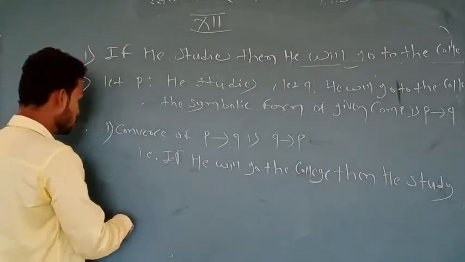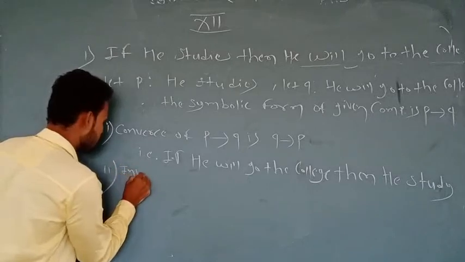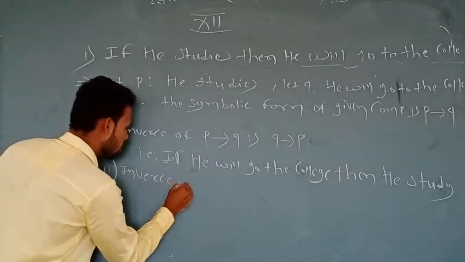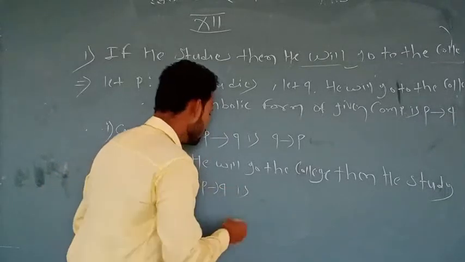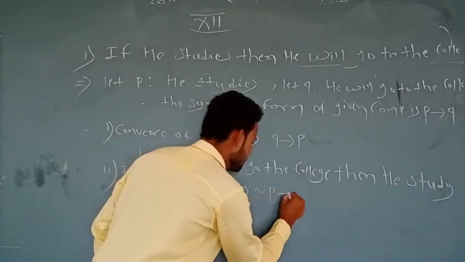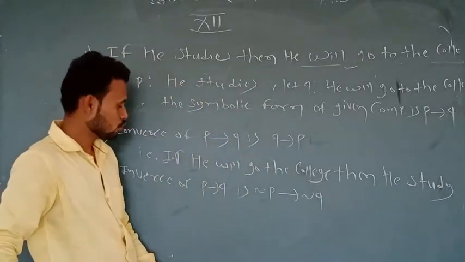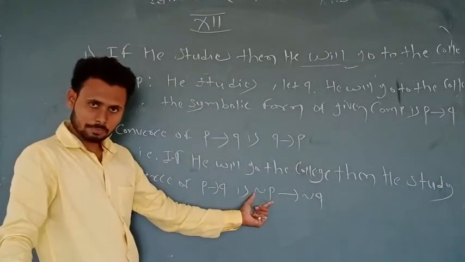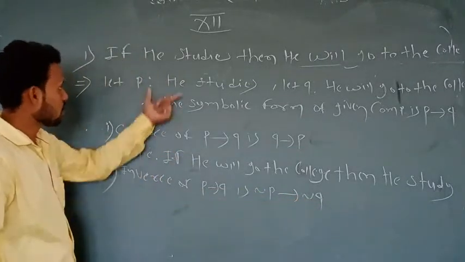The next one is inverse. The inverse of P implies Q is the negation of P implies negation of Q. It means if negation of P then negation of Q, which is the required inverse of that statement.